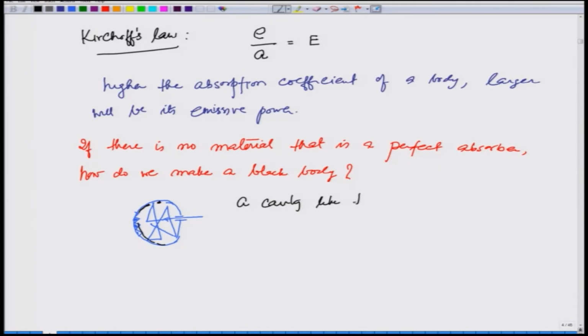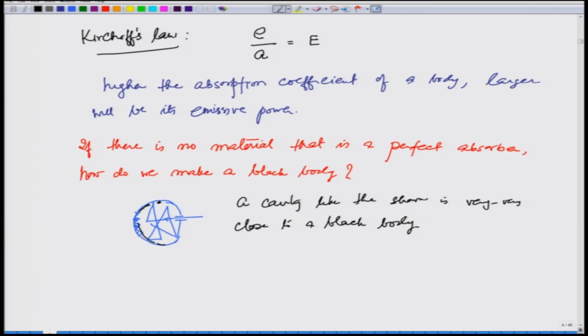a cavity like the one shown, is very close to a black body. Whatever radiation is inside it, it is black body radiation.